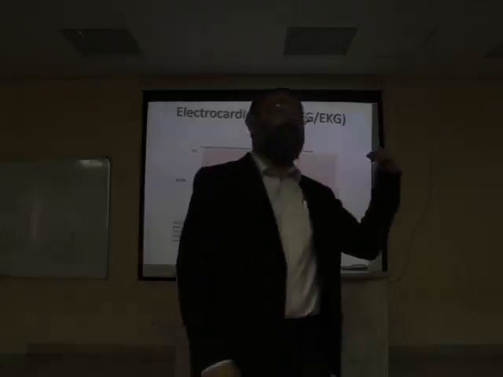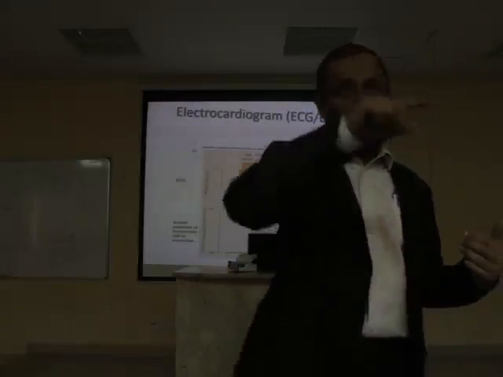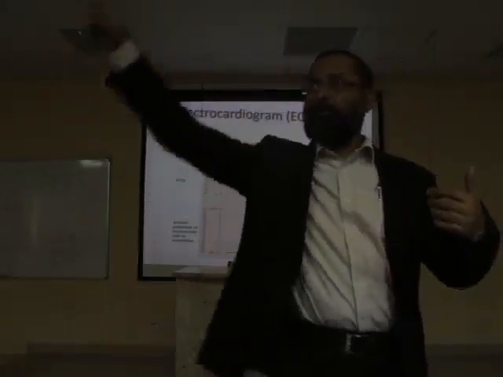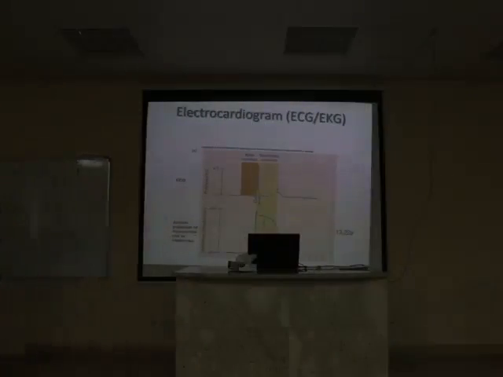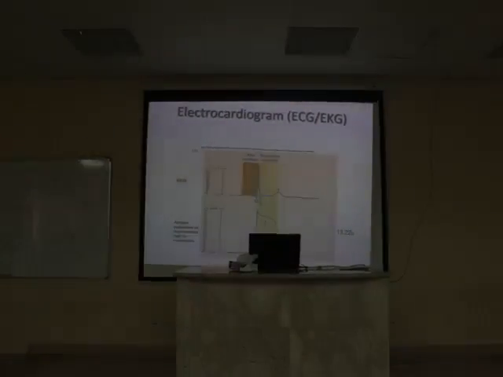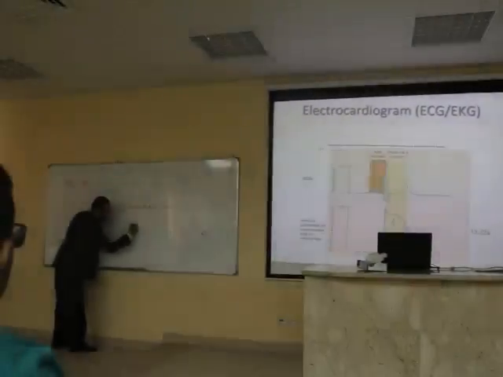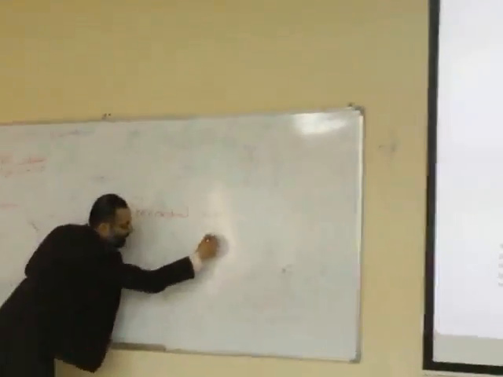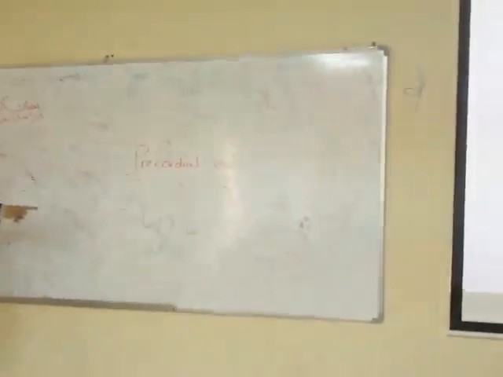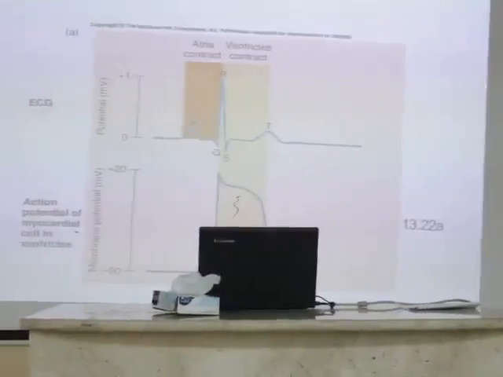Whereas the other graph of SA node and AV node is different. Okay, it repeats like this. It goes like this. If you remember the shape of that, SA node like this. SA node and AV node graph will run like this, and ventricles graph will run like this, or atria graph will run like this.